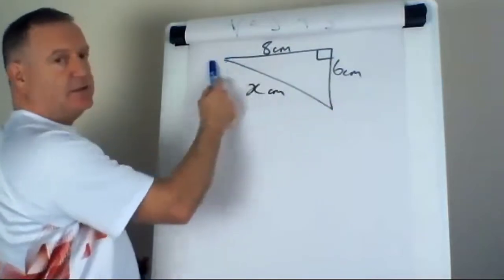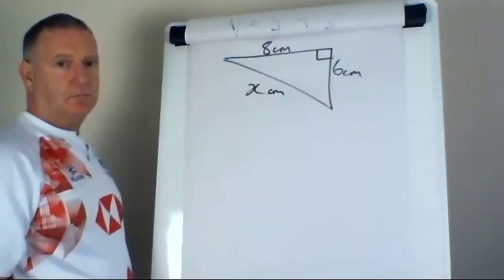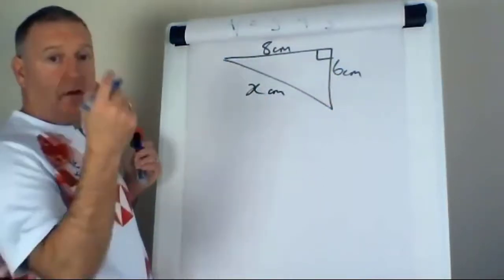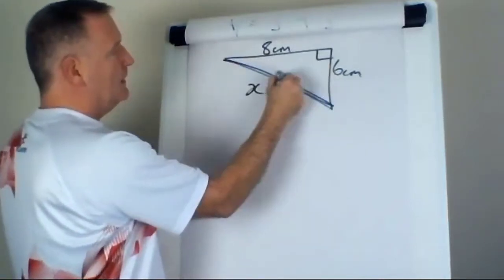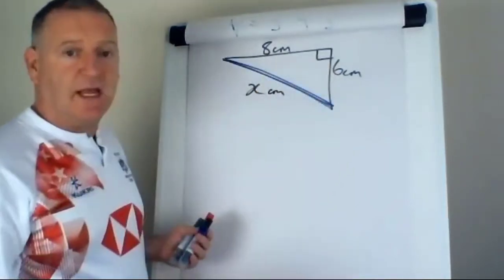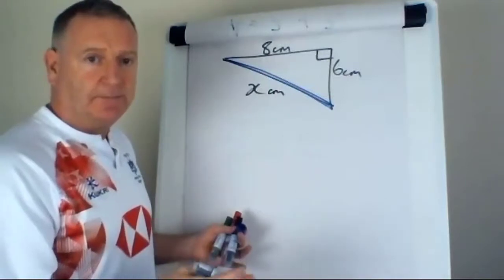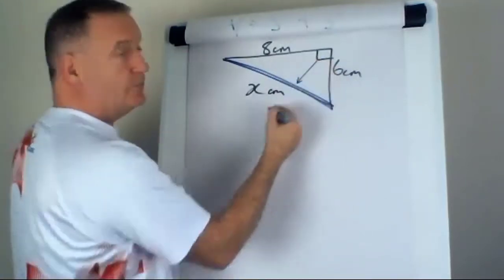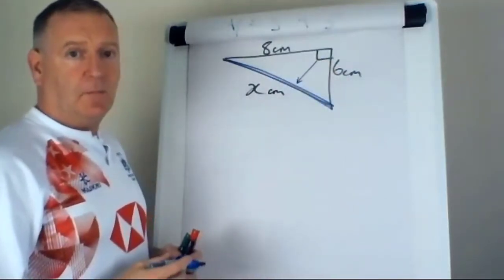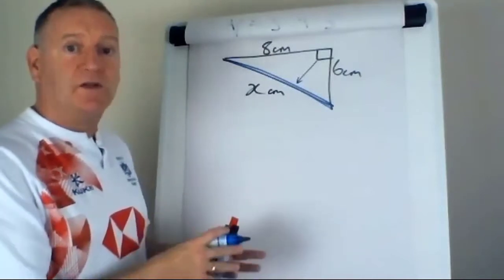Which one of these is the hypotenuse? X. So I'll go to blue. Hypotenuse, yes. It's always the longest side. Always opposite the right angle. Never anywhere else. Always opposite the right angle.